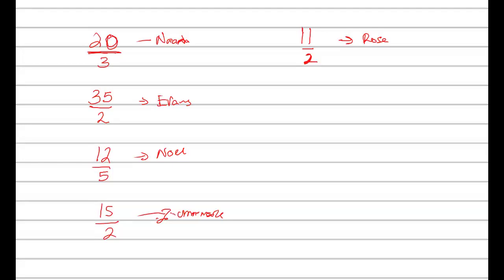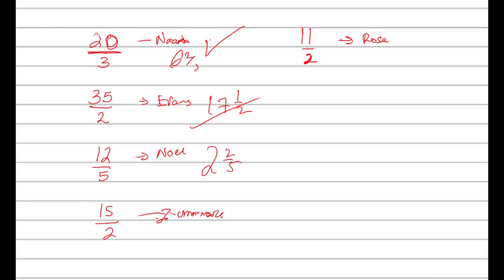I got 6 whole number 2 over 3. 6 whole number 2 over 3, that's correct. What about Evans? 17 whole number 1 over 2. 17 whole number 1 over 2. Thank you, that's also correct. So what about Noah? 2 to 5th. 2 to 5th. Thank you.